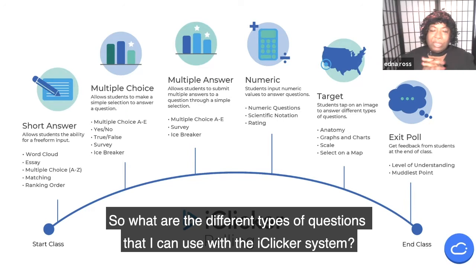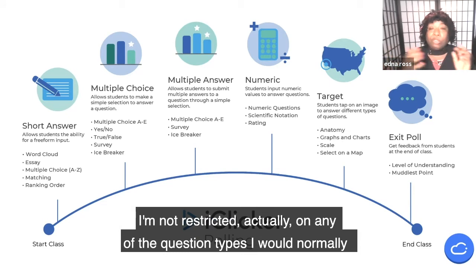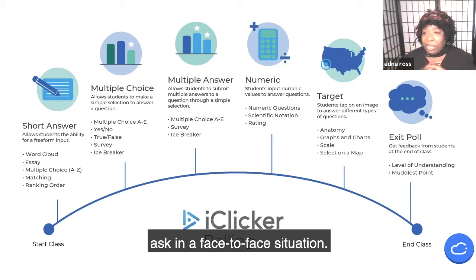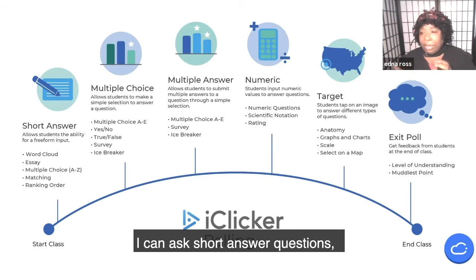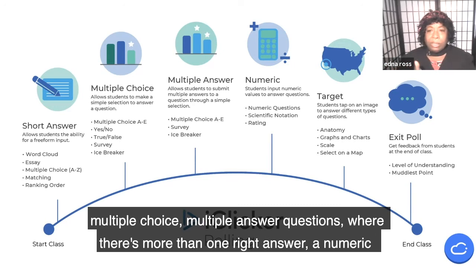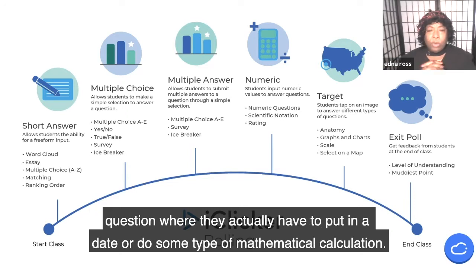So what are the different types of questions that I can use with the iClicker system? I'm not restricted actually on any of the question types I would normally ask in a face-to-face situation. I can ask short answer questions, multiple choice, multiple answer questions where there's more than one right answer, a numeric question where they actually have to put in a date or do some type of mathematical calculation.